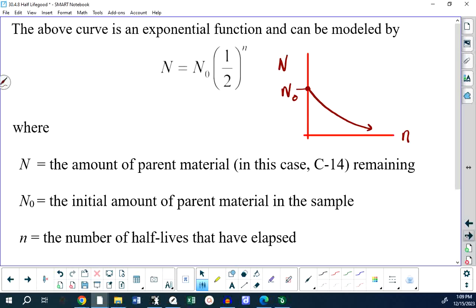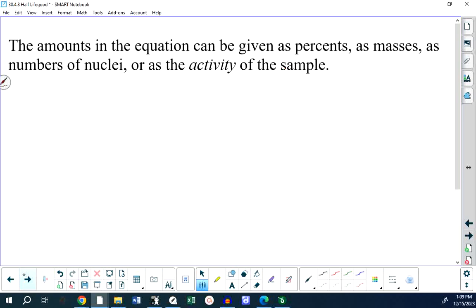Or it could be something called activity. And activity is how many decays per second. So imagine that radioactive isotope of polonium-210 or whatever you want, and I put it on the Geiger counter, and it's clicking away, right? And if we counted 1,000 ticks per second, that means at that point in time, there are 1,000 decays per second.